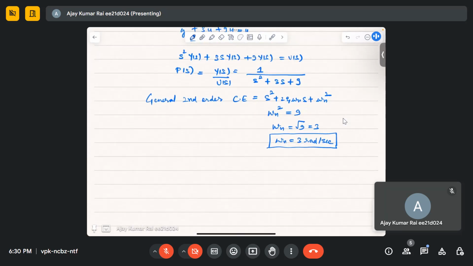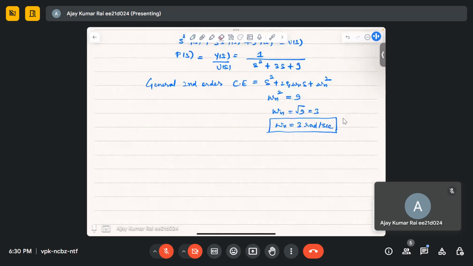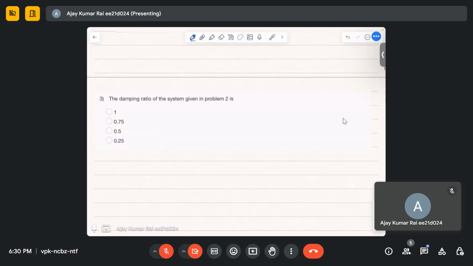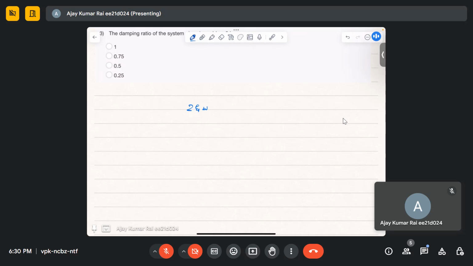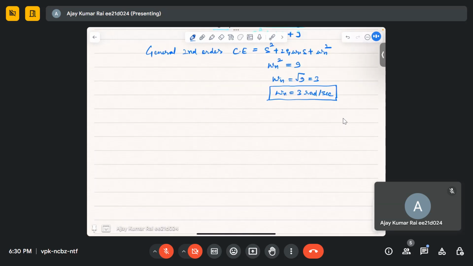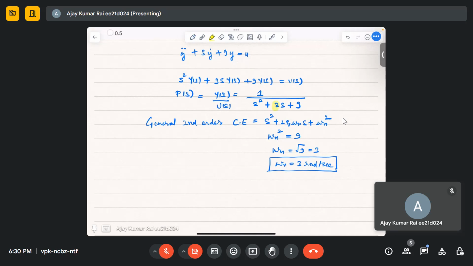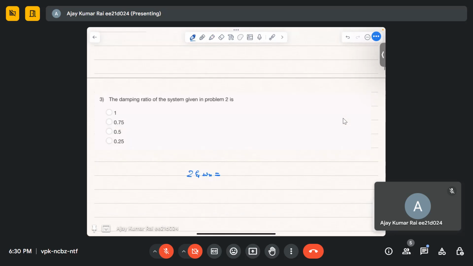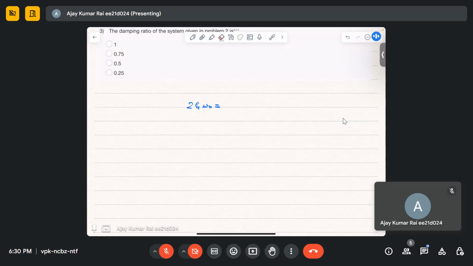So how to find the damping ratio? Again you have to compare the coefficients of s. So 2 zeta omega n will be equal to, if you see this, 3, right? Just now we have calculated omega n, which is equal to 3, and we calculate zeta, which is 1 by 2, 0.5. So any doubt in second and third?